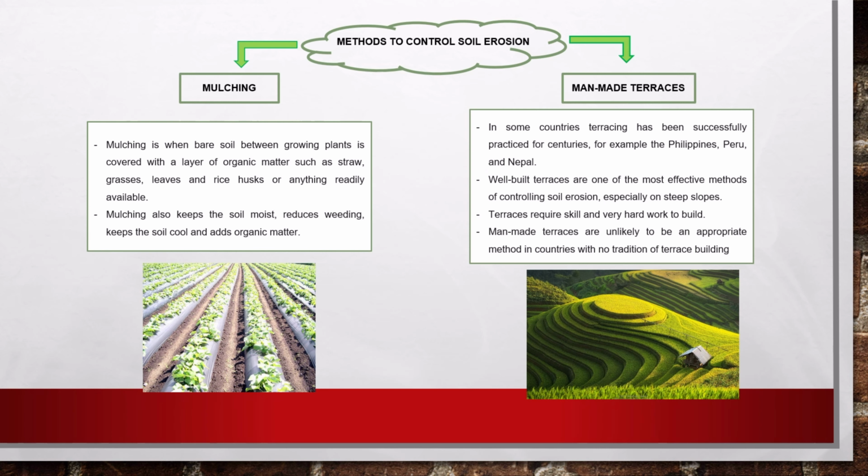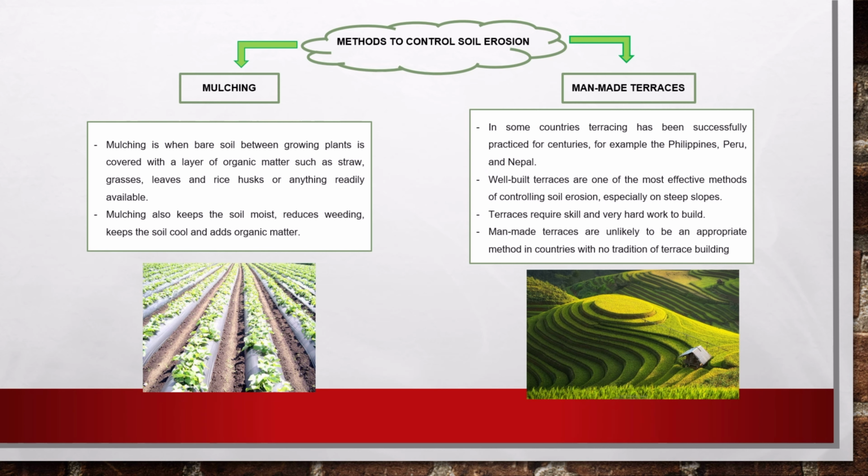Methods to control soil erosion. The first method to control soil erosion is mulching. Mulching is when the bare soil between growing plants is covered with a layer of organic matter such as straw, grasses, leaves, and rice husks or anything readily available. Mulching also keeps the soil moist, reduces weeding, keeps the soil cool, and adds organic matter.